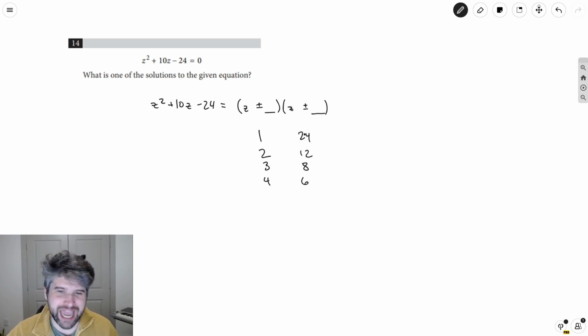All right, so can you subtract 24 and 1 to get 10? No, you would get 23. All right, so that doesn't work. Can you subtract 12 and 2 to get 10? Yes, you can. 12 minus 2 would get you 10.